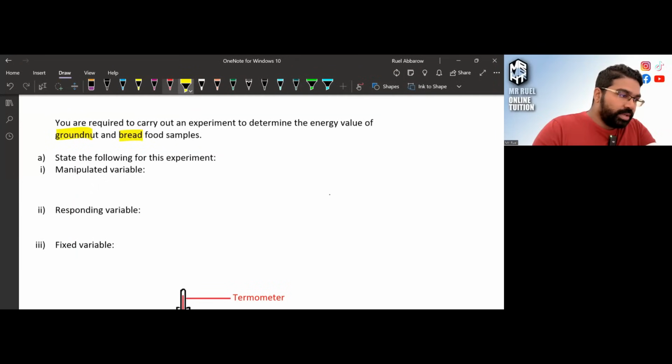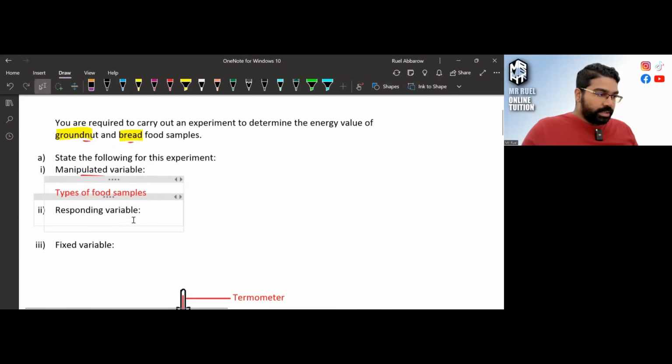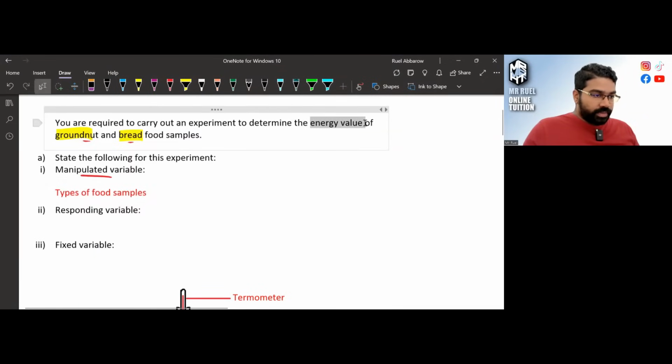What's the manipulated variable? So what are we manipulating here? We got two different types of food sample, right? So the manipulated variable will be the type of food sample. Okay, now what is the responding variable? What are we going to get at the end? So in this experiment, what we want to find is the energy value, right? Okay, so the responding variable here is the energy value of the food sample.